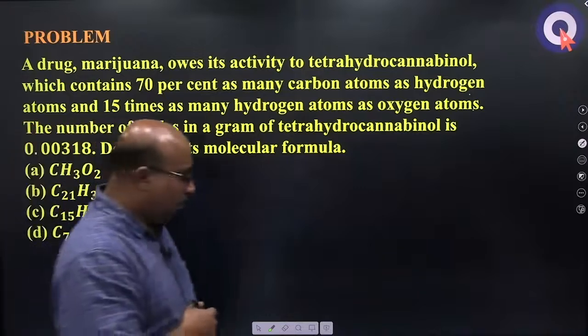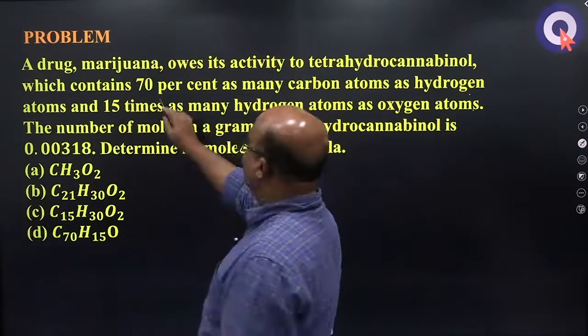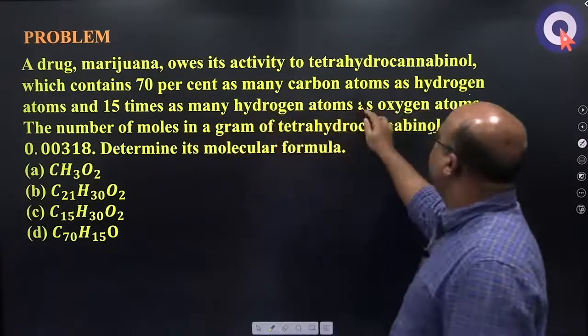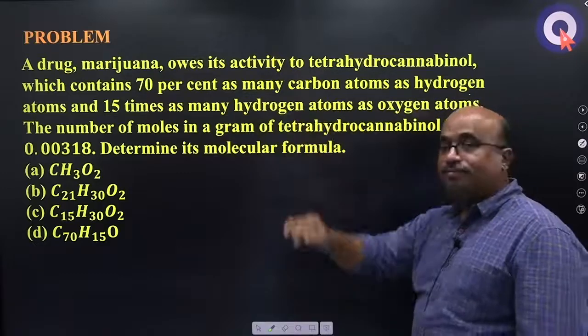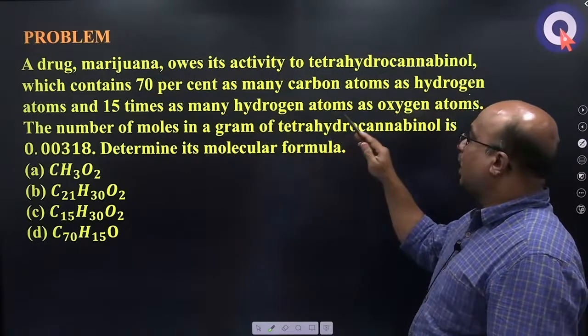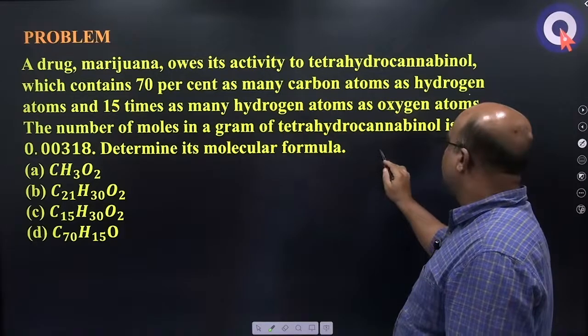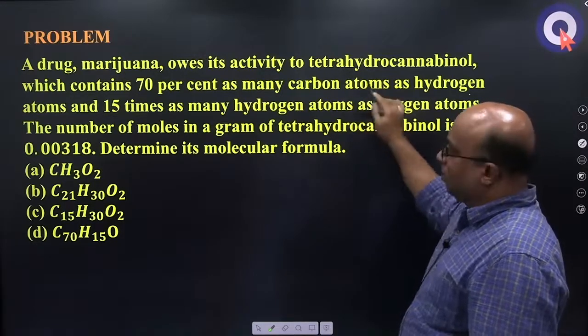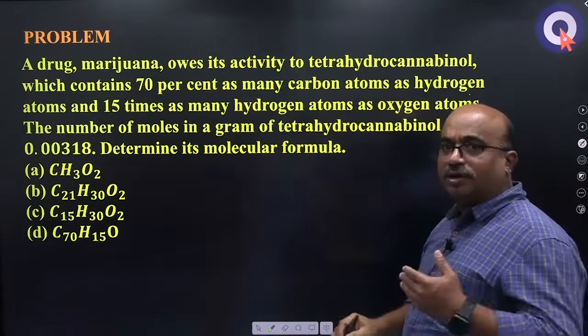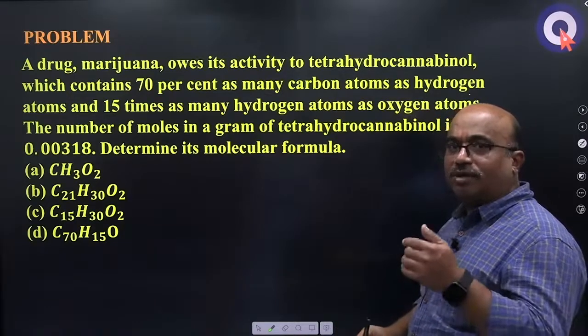So from this derivation, carbon atoms are 70% of hydrogen atoms, and hydrogen atoms are 15 times the oxygen atoms. From the information we already know, this compound has carbon, hydrogen and oxygen.